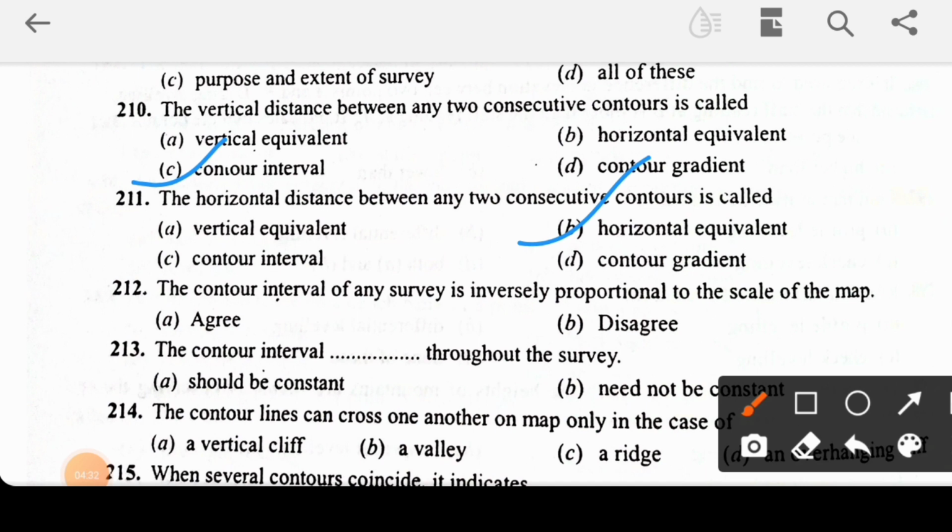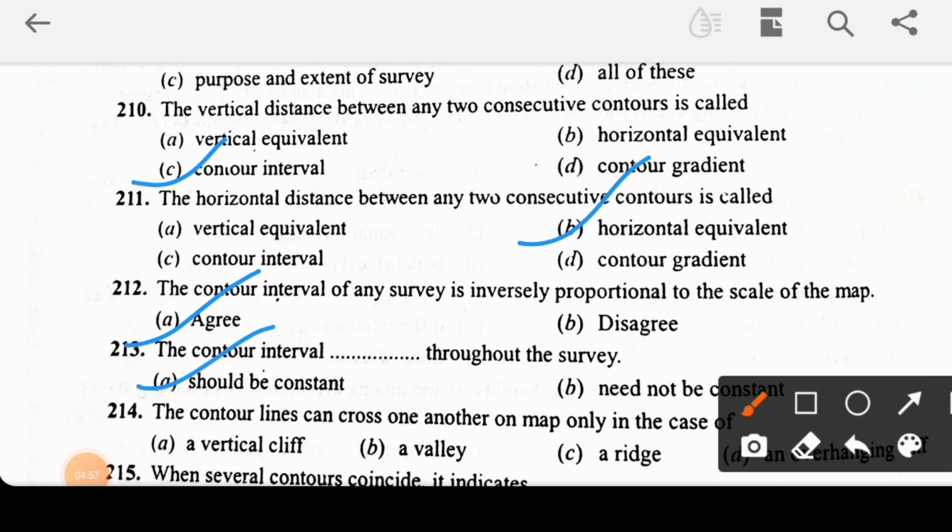The contour interval of any survey is inversely proportional to the scale of the map. Yes, it is correct. The contour interval should be constant throughout the survey. Correct answer A.